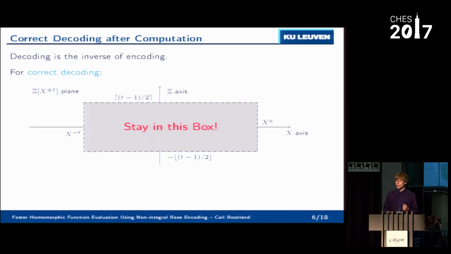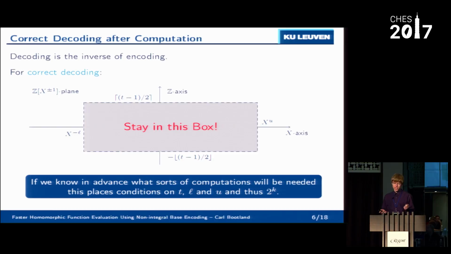Now, as I said, decoding is just the inverse of encoding. And if we want our decoding to be correct after we perform some computation, then we're required to stay in this box. This is when we compute without reducing by the coefficient modulus or the polynomial modulus. Essentially, if we did reduce by these, then we would wrap around and get an error during decoding. And if we know in advance the sorts of computations we want to do, then this gives some conditions on T, L, U, and thus the power of 2 that we take.